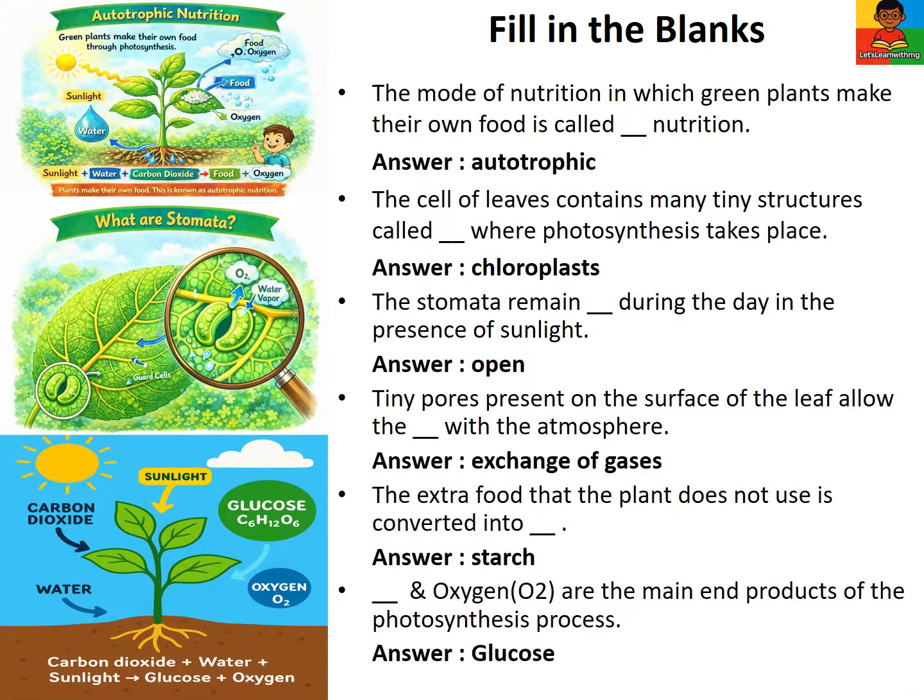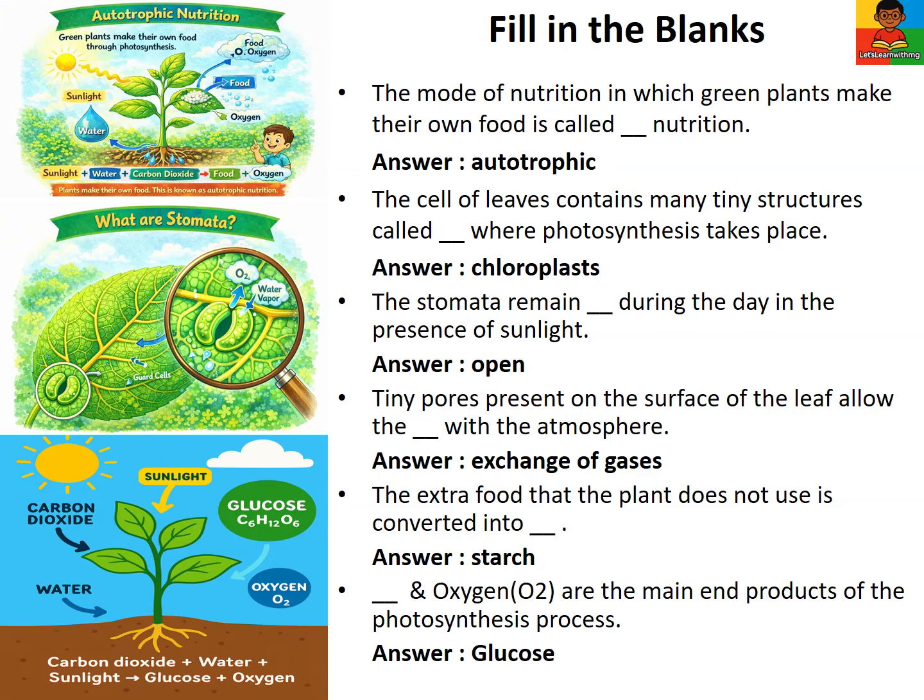Let's fill in the blanks. The mode of nutrition in which green plants make their own food is called blank nutrition. Answer: autotrophic. The cell of leaves contains many tiny structures called blank, where photosynthesis takes place. Answer: chloroplasts. The stomata remain blank during the day in the presence of sunlight.